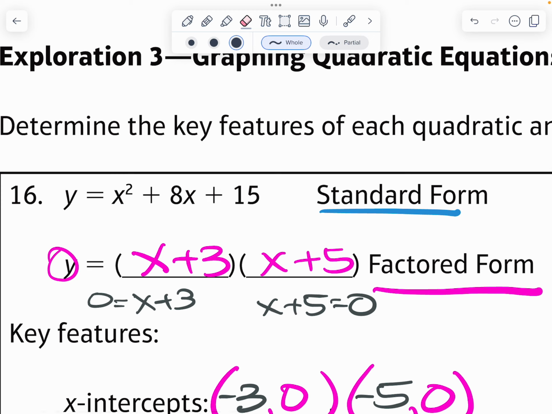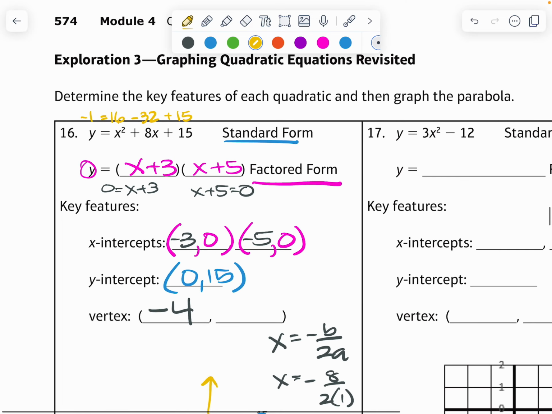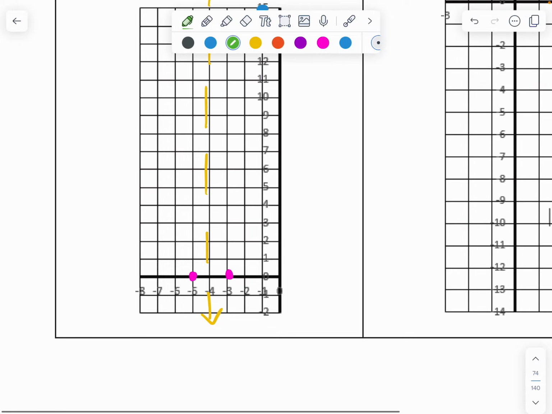What's -4 times -4? Isn't that 16? Yeah. 8 times -4 is -32 plus 15. Look at that. Wouldn't you get -1? Doesn't that equal -1? That's our y. Look, -1. Now we have a vertex. Let's go back down. -4, -1. Ta-da! If you wanted more points, you can always do a table.